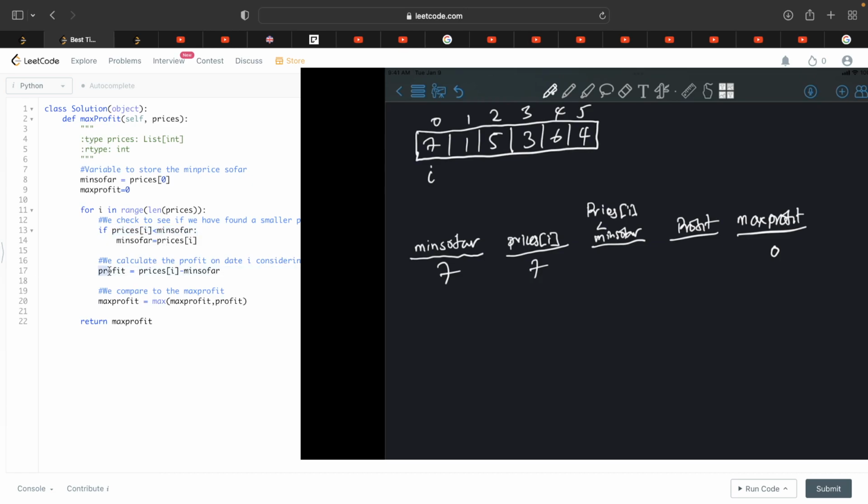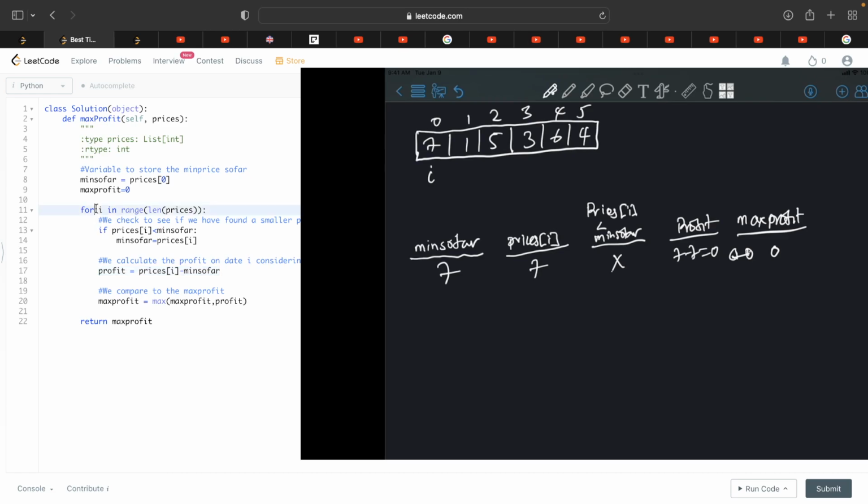We come here. What is a profit? It is prices at I minus min so far. So in the drawing we get 7 minus 7, which is equal to 0. Then we compare our max profit to the profit. Which one is larger? Whichever, you just pick, because they're both 0. So max profit remains 0.